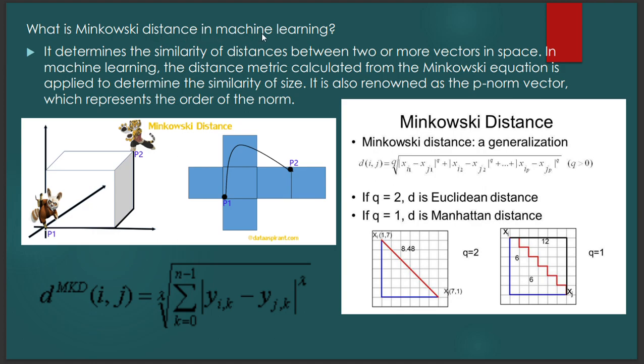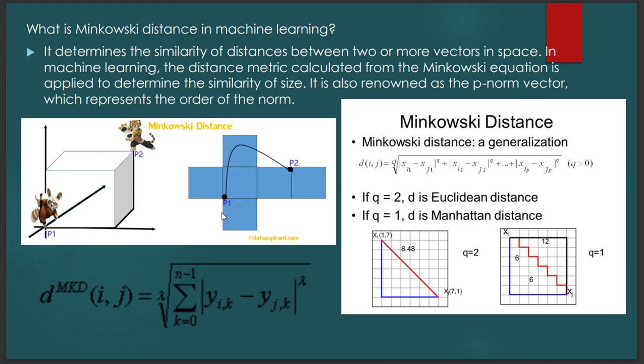What is Minkowski distance in machine learning? Here we can see the Minkowski distance. It determines the similarity or distance between two or more vectors in a vector space in machine learning. The distance metric calculated from the Minkowski equation is applied to determine the similarity of the size. It is also known as the p-norm vector, where p represents the order of the norm. Here is point 1 and point 2.